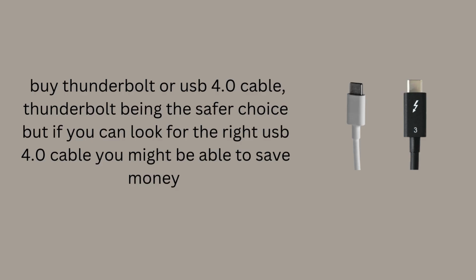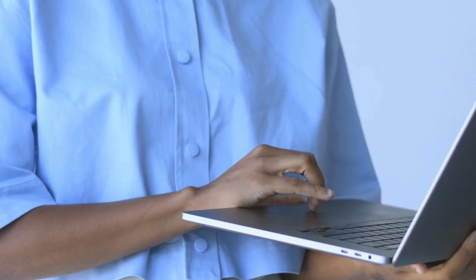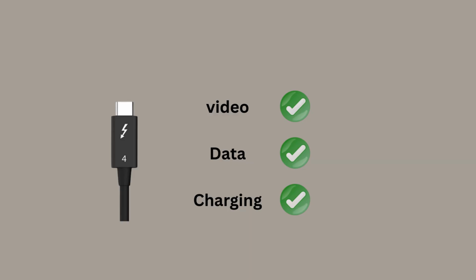Three. If you want one cable to do it all, then buy Thunderbolt or USB 4.0. Thunderbolt being the safer choice, but if you can look for the right USB 4.0 cable, you might be able to save money. If you have the money and you just want it to work, video, data, charging, everything, buy a Thunderbolt 3 or Thunderbolt 4 cable, depending on use case.